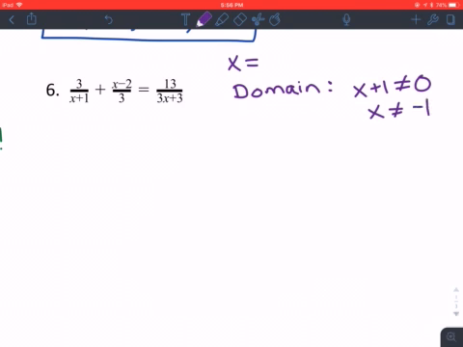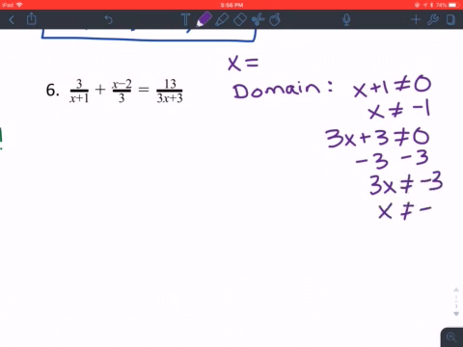Now, if you do this before you factor, you may also be setting up 3x plus 3 cannot equal 0. But when you do your math, you still end up with x cannot equal negative 1. So you really only have one domain restriction here.